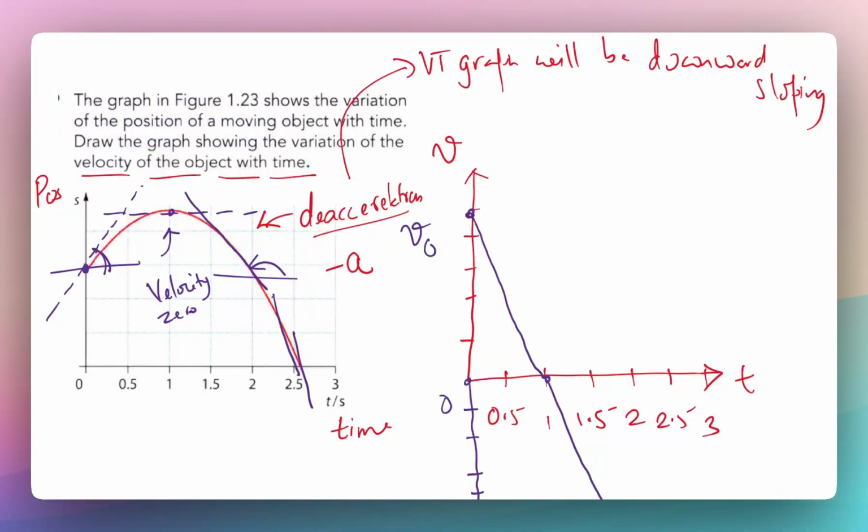So we don't have space. So this is how we translate a position time graph, which was looking like that, to a velocity time graph, which is downward sloping and starting with some velocity. The key is to identify where the velocity will become 0. That will give us the point from where we can draw our line.